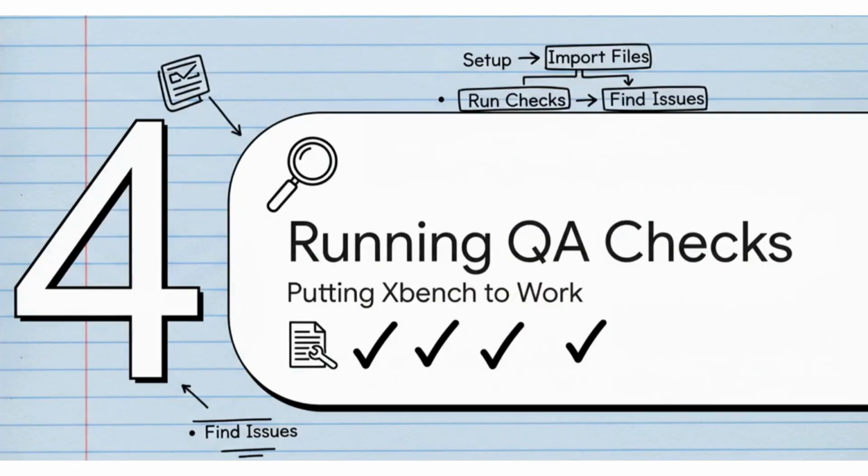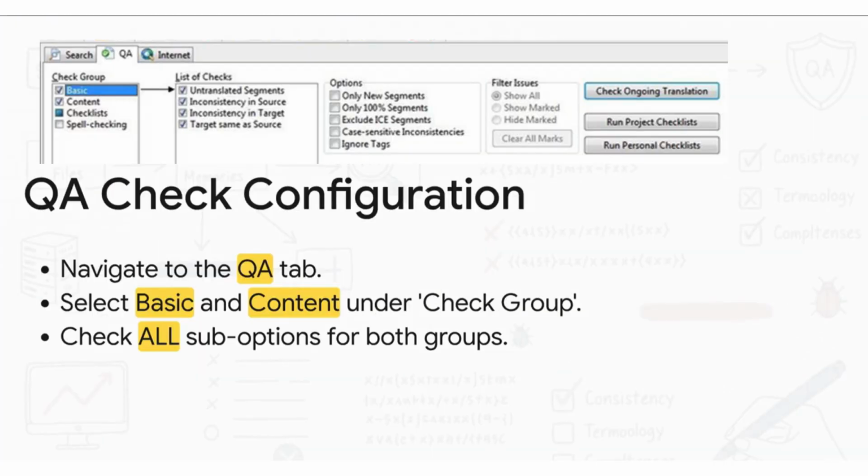All right, the setup is done, our files are in and configured correctly. Now we get to the fun part, putting Xbench to work and actually running the QA checks. Okay, so you're going to click over to the QA tab. To make sure we're doing a really thorough pass, under Check Group, go ahead and select both Basic and Content. Then under the list of checks for both of those groups, just select Everything. We want to check for everything we possibly can, from simple inconsistencies to terminology problems.